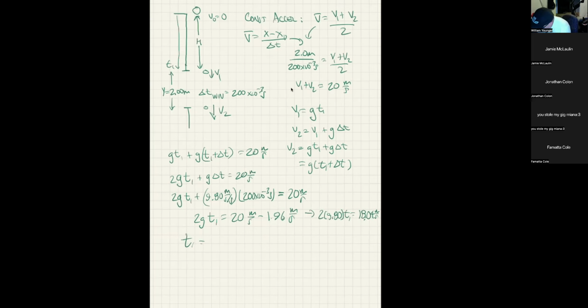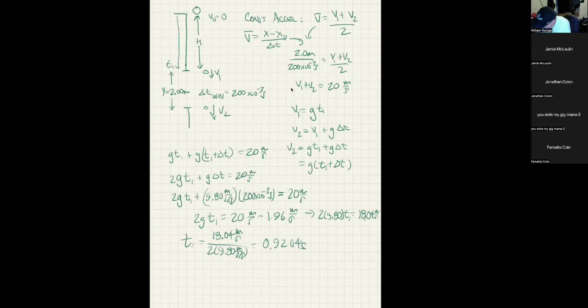So 2T1 equals 18.0, or T1 is equal to 8.04 meters per second divided by 2 times 9.80 meters per second squared. So you see that all that's going to happen is the meters per second cancel out, which leaves me with a second on top, and I get 0.9204 seconds. And that's the time required for it to go the distance h.